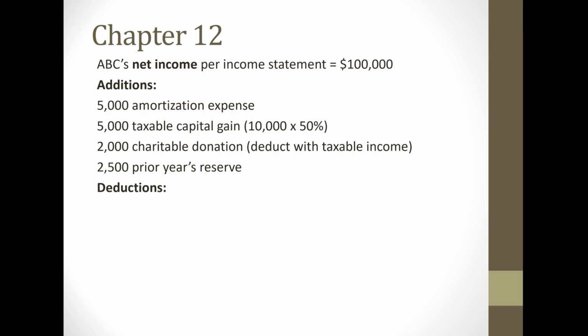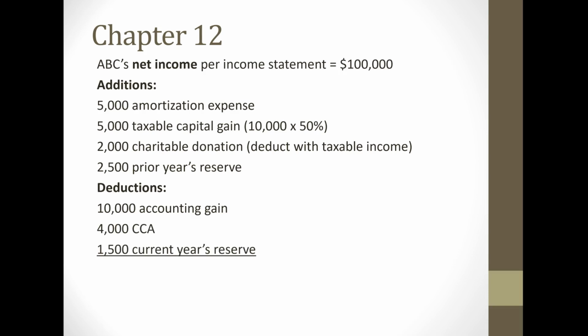What about deductions? Well, we get to deduct the accounting gain. Remember we said that we only get taxed on 50% of the gain on the sale of the land. So we remove the accounting gain on the sale of the land, and above we added back the $5,000 that we're taxed on, only 50%. We also get to deduct CCA for tax purposes. And the current year reserve that we calculated of $1,500, we get to deduct that as well. So that's going to get us to net income for tax purposes of $99,000.